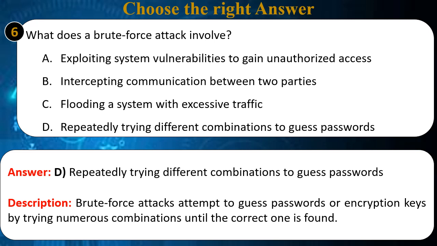The other options describe different types of cyber attacks. A. Exploiting system vulnerabilities refers to utilizing known or unknown flaws in a system's security to gain unauthorized access. B. Intercepting communication involves capturing data exchanged between two parties, often for eavesdropping or data theft. This can be done through techniques like man-in-the-middle attacks. C. Flooding a system with excessive traffic describes a distributed denial-of-service (DDoS) attack aimed at overwhelming a system with requests, making it unavailable to legitimate users.